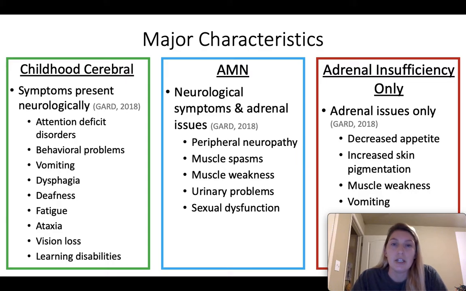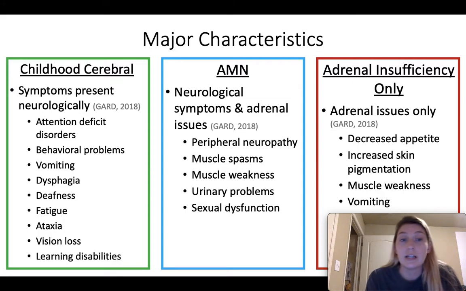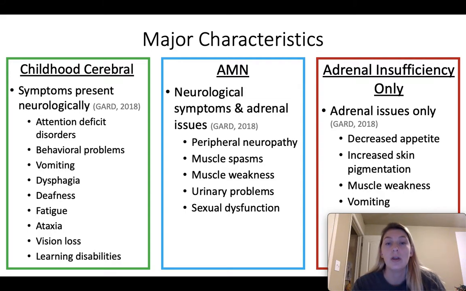Looking at the major characteristics of each type, starting with the childhood cerebral form, the symptoms are neurological because it's only the demyelination. We might have attention deficit disorder, behavioral problems, vomiting, dysphagia, deafness, fatigue, ataxia, vision loss, and learning disabilities. It's more common in children because they tend to be noticed having problems in school.